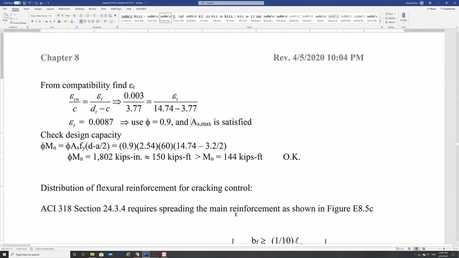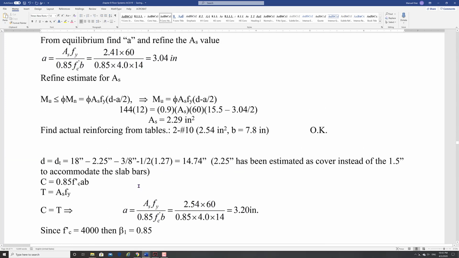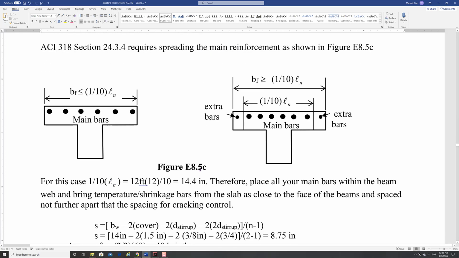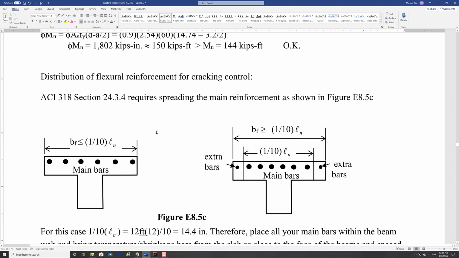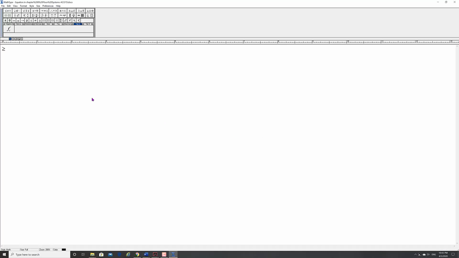All right. Now the other thing is the distribution of reinforcement, right? We only have two number 10s here, so that will not be much of an issue, but there is a distribution of reinforcement requirement that says if you have a B sub F that is less than or equal to 1/10 L sub n, you need to spread your bars on the flange. Your B sub F is greater or equal than 1/10, and I think we corrected this, right? We changed it to greater.